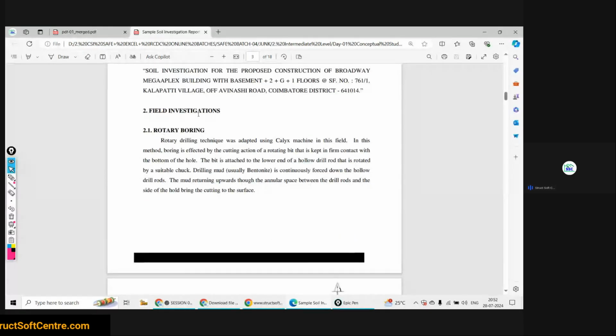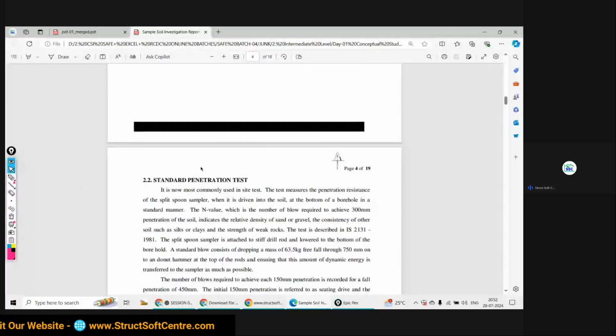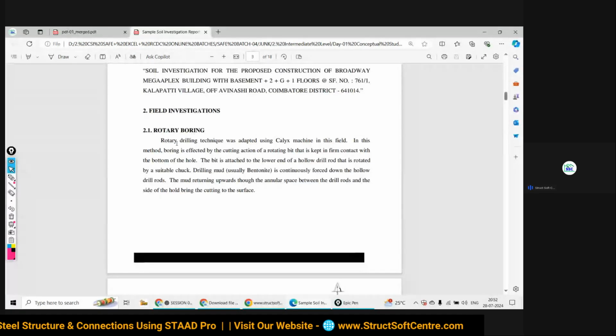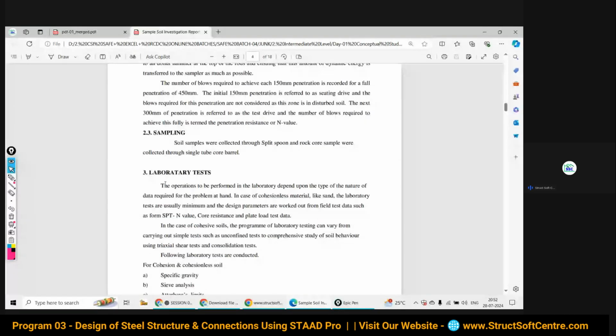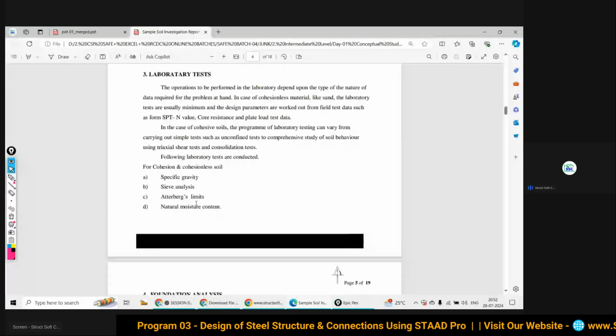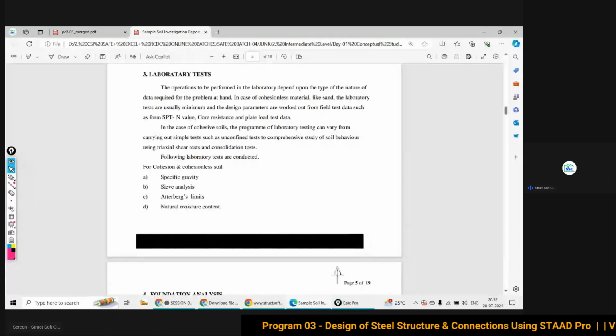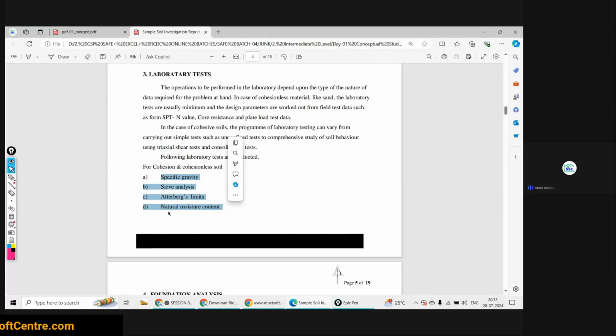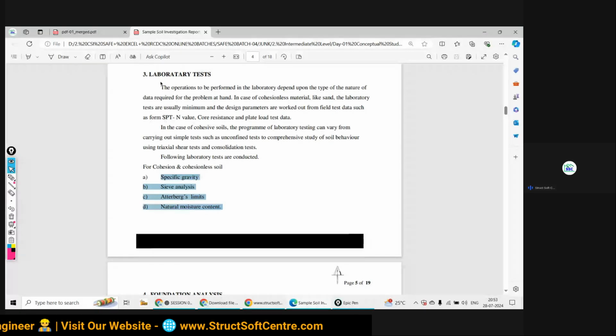In field investigation, what methods they are going to adopt: standard penetration test, rotary boring. Laboratory testing they are going to do. In laboratory testing, what parameters they are going to focus on, as I told you: specific gravity, sieve analysis, Atterberg limits, meaning plastic limit and plasticity, natural moisture content, permeability. Everything we are going to do in the laboratory tests.